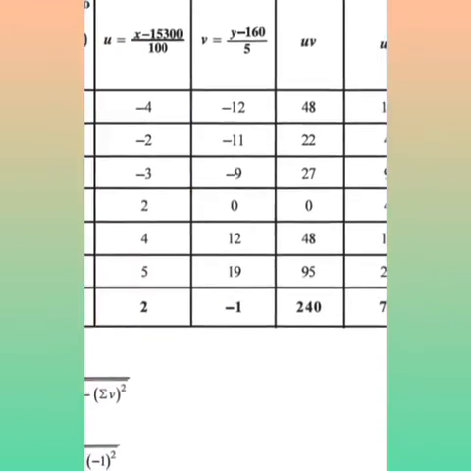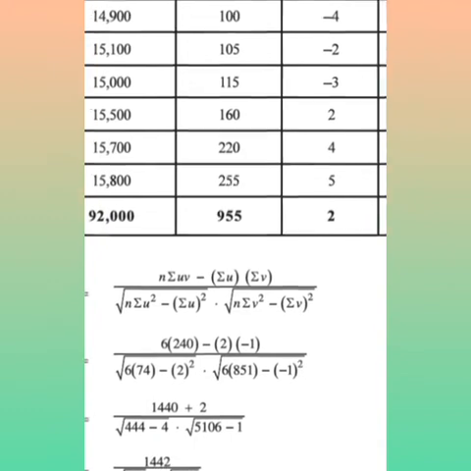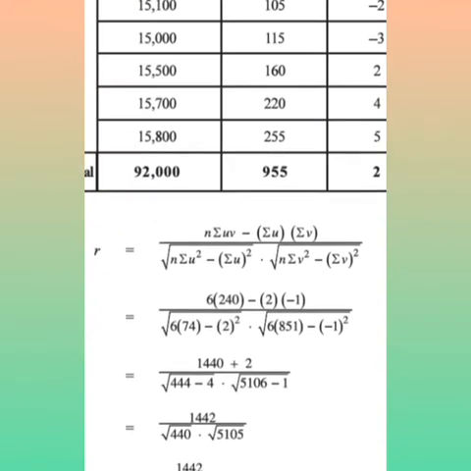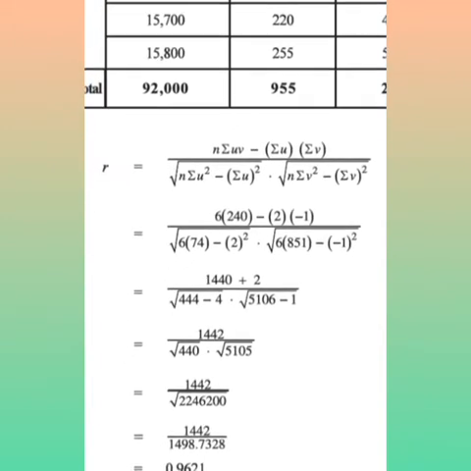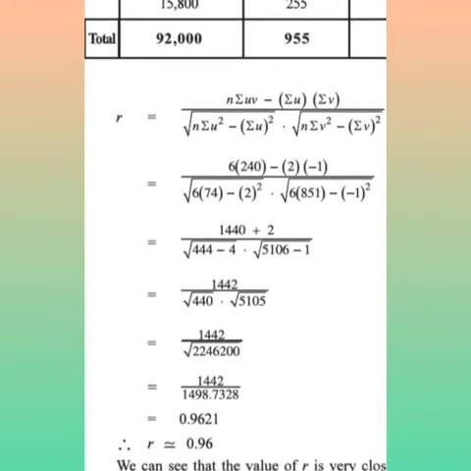After getting the total of all the columns, we are going to put all the values into our formula, right? Putting all the values into the formula and solving it using BODMAS, the answer that you are getting is 0.9621. So over here, as an approximate value, we are going to take r as 0.96, right?